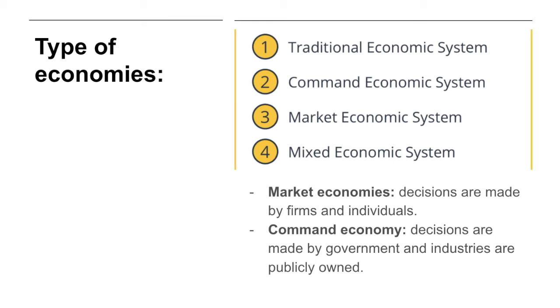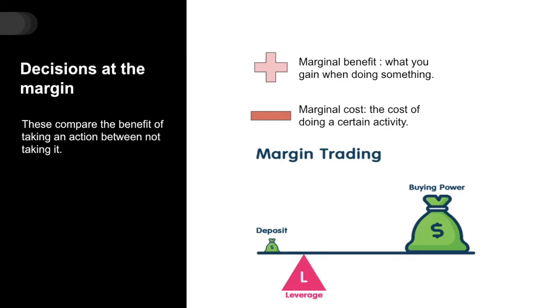Alright, so decisions at the margin. So these compare the benefit of taking an action between not taking it. So what is marginal benefit? Marginal benefit is what you gain when doing something, and marginal cost is the cost of doing that activity. So what this means is that marginal benefit should exceed your marginal cost. Otherwise, there is no point in making that activity if you're gaining less and paying more.